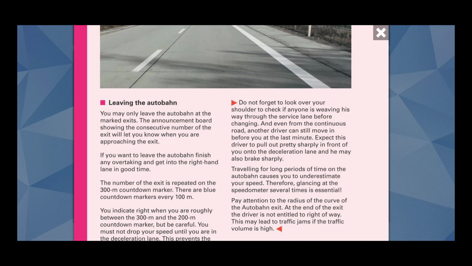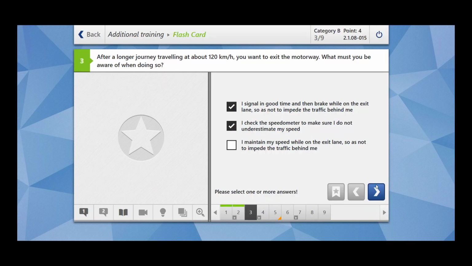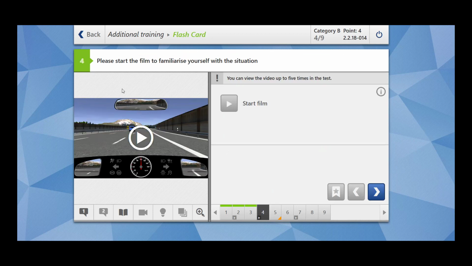The important thing to remember is whenever you see the 300-meter marker and 200-meter marker, you have to indicate that you are leaving the autobahn. Another thing is you should only reduce your speed once you are in the deceleration lane or on the exit lane. Another thing is when you are on the exit lane, you always have to check your speed. Let's check our answer. Our answer is correct. Moving towards the next question.